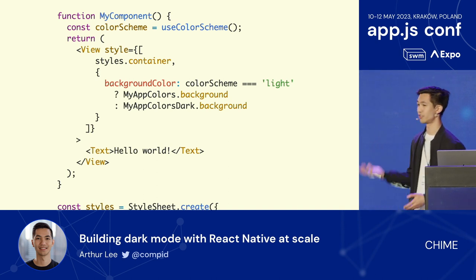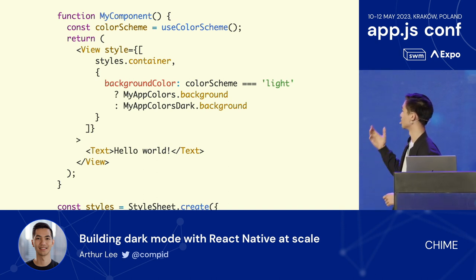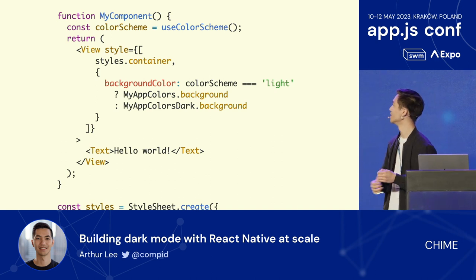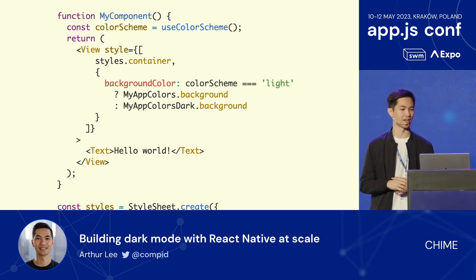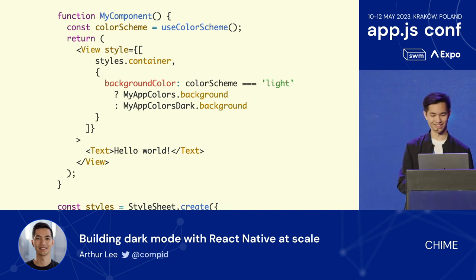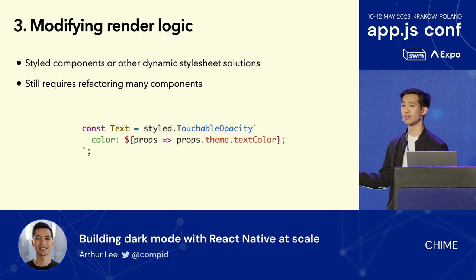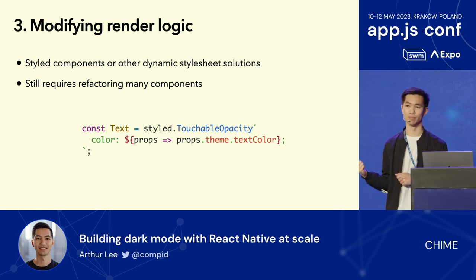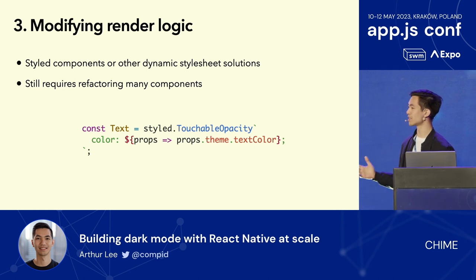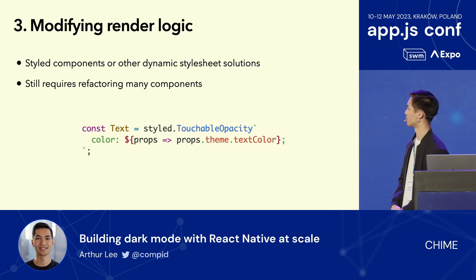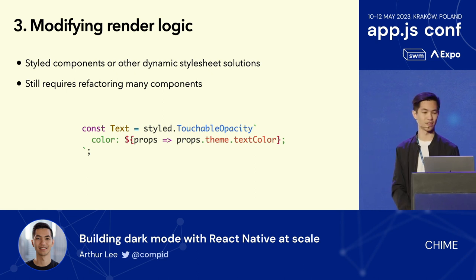And last of all, we actually still have a lot of class components. So we wouldn't even be able to use the hook. We would have to use a higher order component, mess with the prop types and things like that. Kind of annoying. And yes, there are other solutions out there that help with dynamic styles, like styled components, which is really cool. But it still requires changing that logic to be dependent on props. And we don't use styled components.